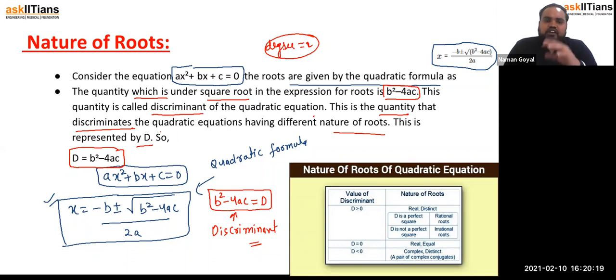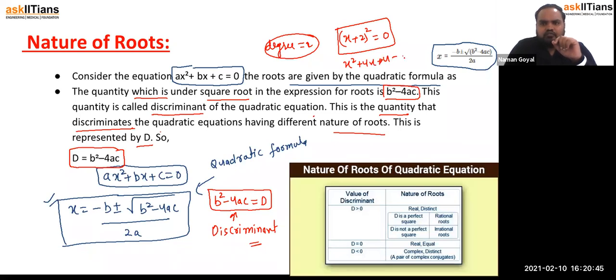Okay. If D is 0, then in that case it becomes a perfect square. If I write down a quadratic equation as (x plus 2) whole square is equal to 0, the value of x which satisfies this equation is only minus 2. Why is it only minus 2? Because if you open this, you will get this one, right? So the answer of x for this quadratic equation is also minus 2. Why? Because the value of D is 0.